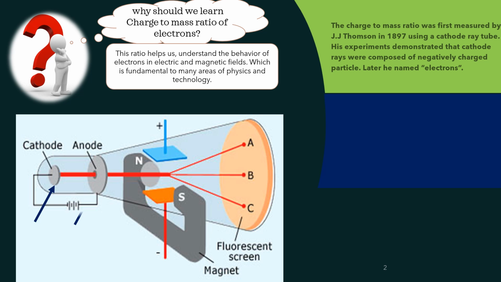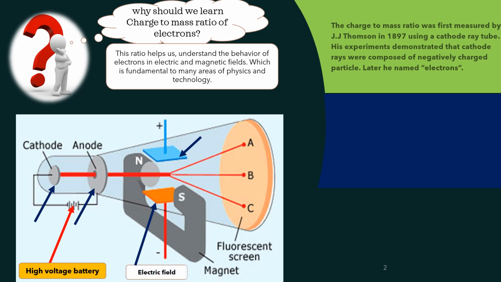Two metal plates called electrodes, the cathode and anode, are connected with a high voltage battery, and electric and magnetic fields are applied perpendicular to each other as well as to the path of electrons. At the end of the tube is attached a fluorescent screen. See the definition of fluorescent screen.